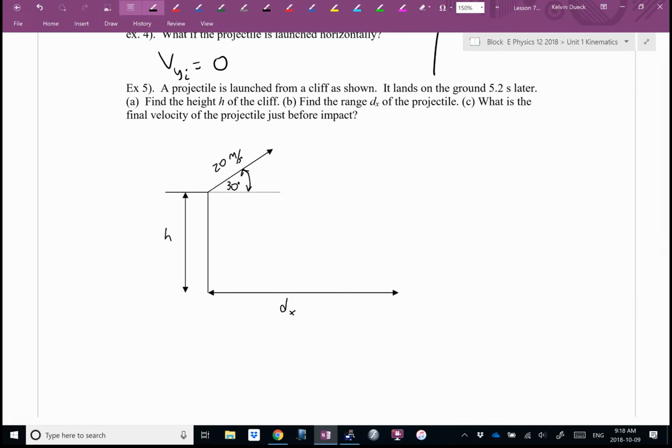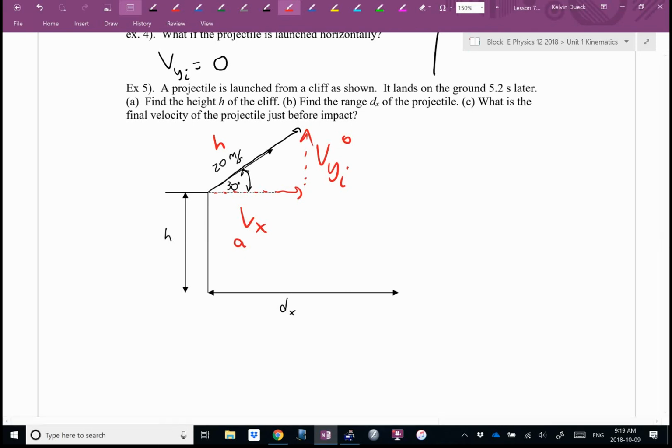Example 5 is going to be easy. How do I know? They gave me time. So instead of spending most of my time finding time, I'm going to jump right in. I'm still going to do, since it's a projectile at an angle, did I say angle components? Let's do that first. So there's Vx, there's Vy initial, hypotenuse, adjacent, opposite.